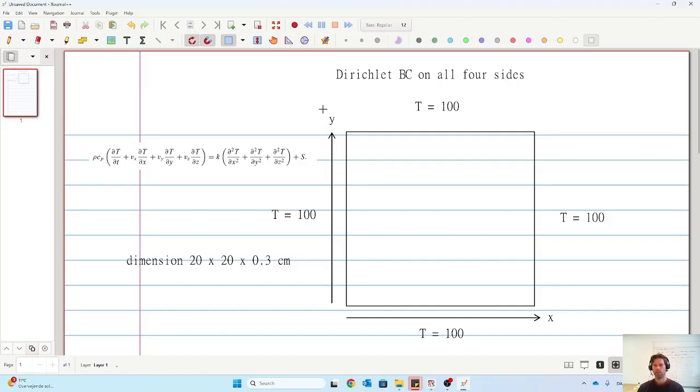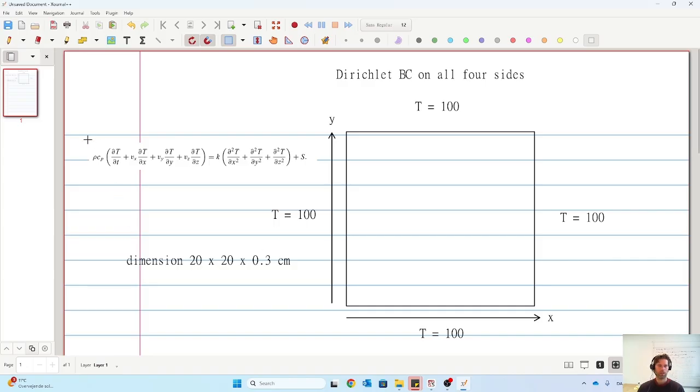And if you look at it from the top, I have drawn it here, and we have an X dimension and a Y dimension. We also have the Z dimension, which is 0.3, but because we were told in the exercise that this is a 2D problem, we are right to assume that we can ignore any variation across the thickness of this plate. So we ignore the Z dimension.